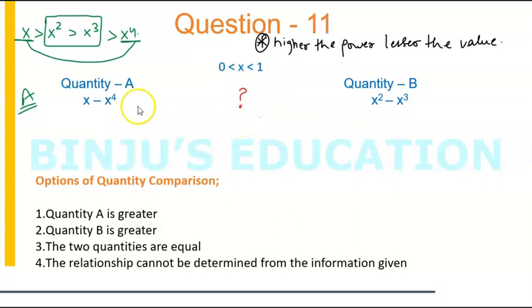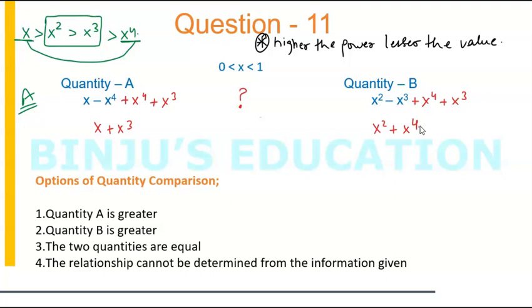Now what I will do is add x to the power 4 on both sides, and add x cube on both sides. Hence my expression becomes x plus x cube and x square plus x to the power 4. My expression on the left, quantity A, becomes x plus x cube. My expression on the right, quantity B, becomes x square plus x to the power 4.